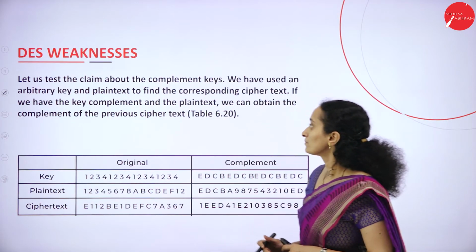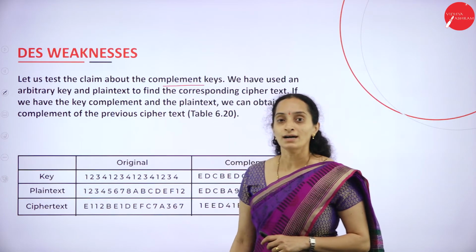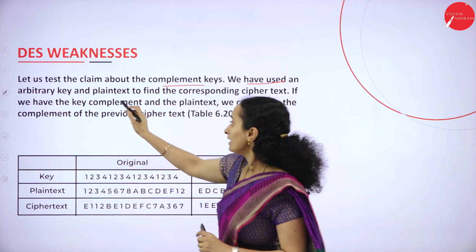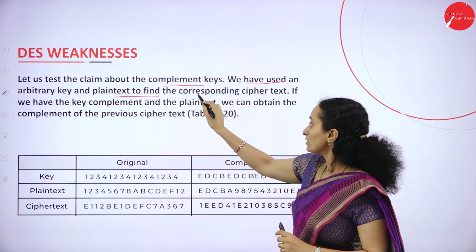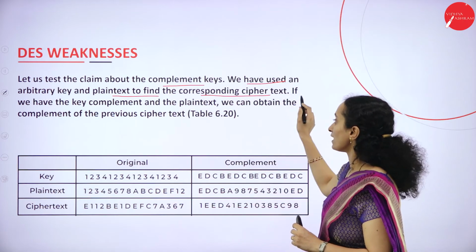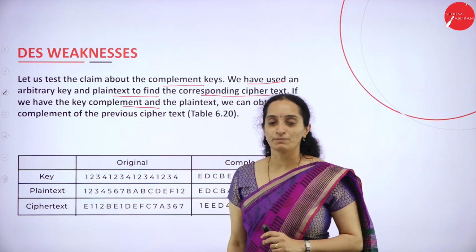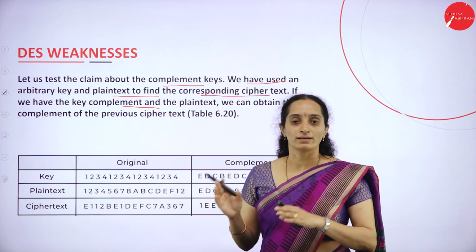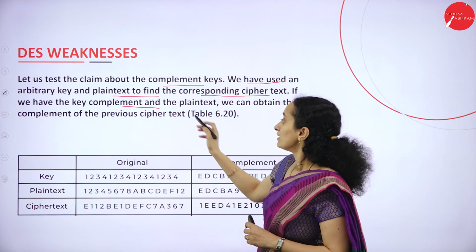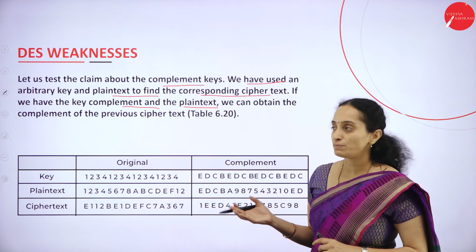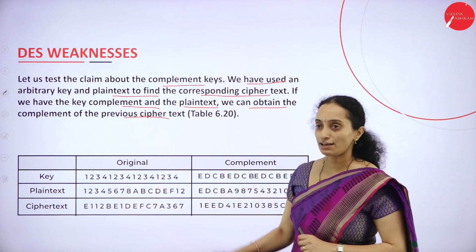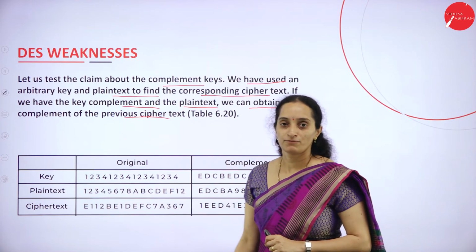Alright. So let's test the complement keys. We have used an arbitrary key and plain text. You have a plain text to find the corresponding ciphertext. How do you find the corresponding ciphertext? If we have the key 11001, you can get the complement by 00110, isn't it? And for the plain text, we have the complement of both the messages. We can obtain the complement of the previous ciphertext in the following table.